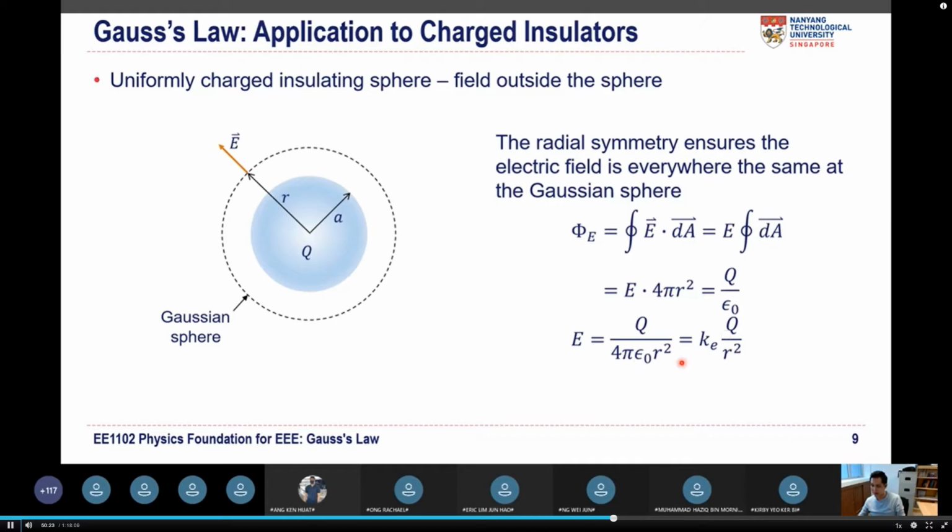So what does it say? It says if we are talking about the electric field outside this charged insulating sphere, the electric field at that point is going to be the same as what? It's going to be the same as having a point charge in the middle of the sphere. It is actually exactly the same. Okay? So that's what we get from this example here.